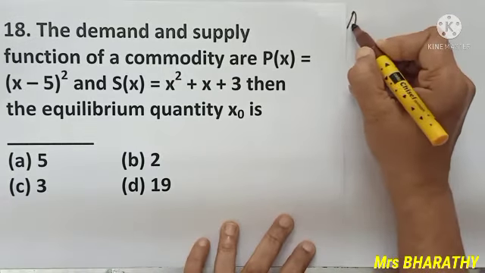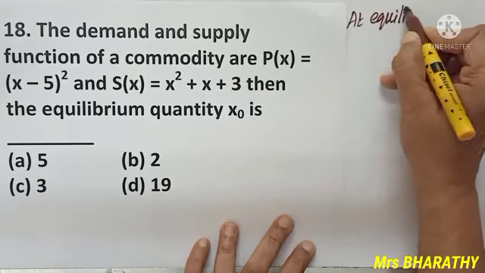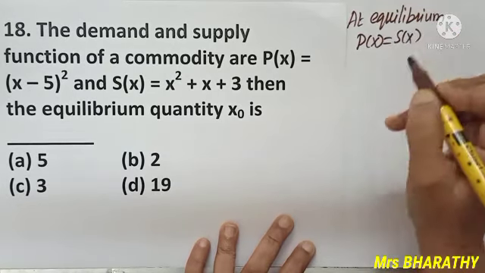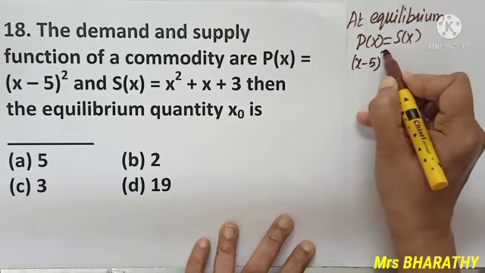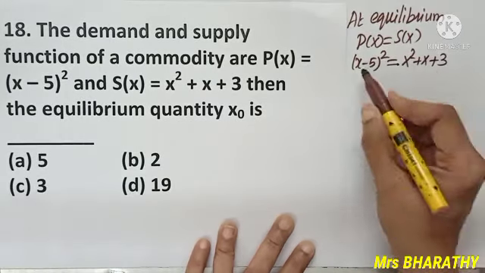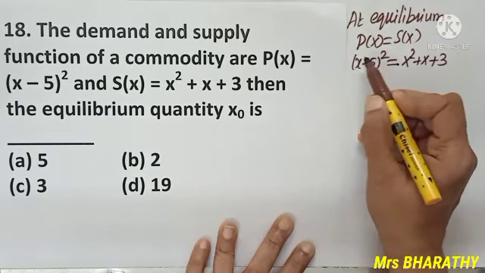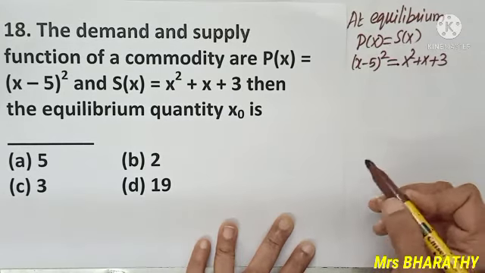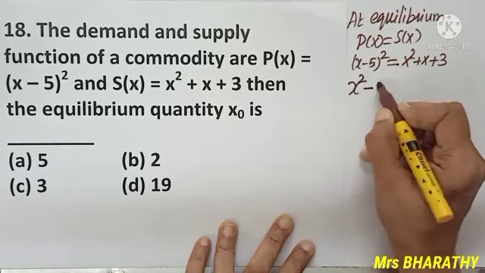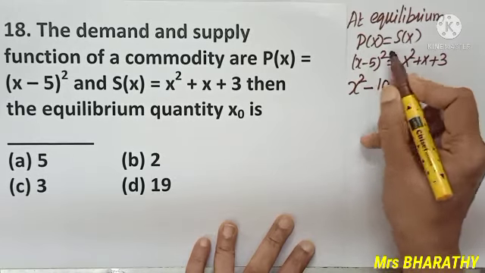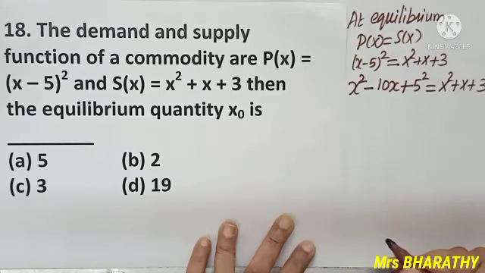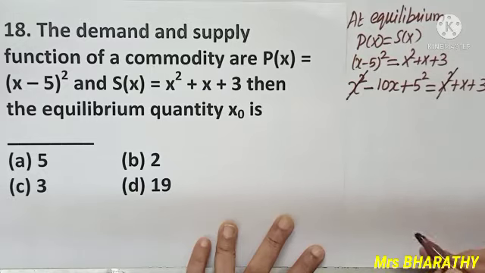We know at equilibrium, the demand and supply are equal. P of x equal to S of x. That is, (x minus 5) the whole square is x square plus x plus 3. As we try to simplify, expanding the LHS, it is (a minus b) the whole square, that is x square minus 2 into x into 5, 10x, plus 5 square. RHS, x square plus x plus 3. In both the sides, x square we can cancel.